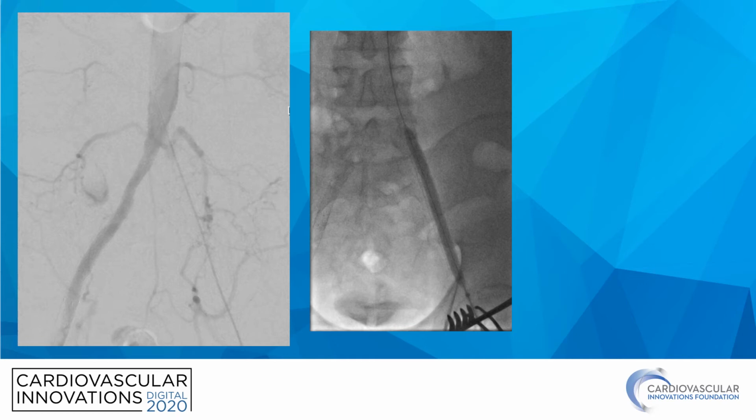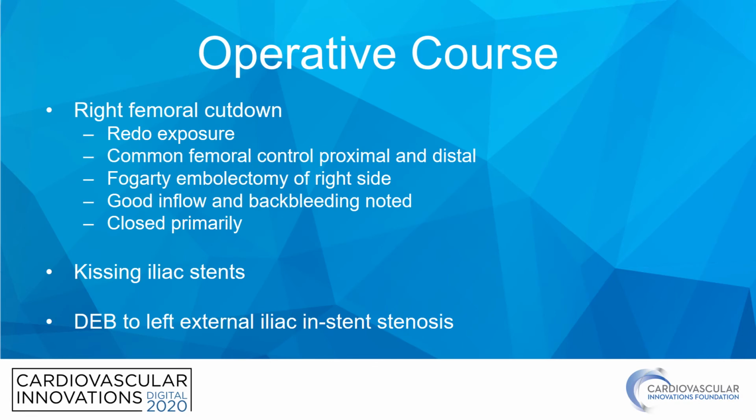The over-the-wire embolectomy was performed, and the balloon kept getting hung up at the proximal portion of that stent. Therefore, balloon angioplasty was done. So at this point, the right femoral cut-down was performed.